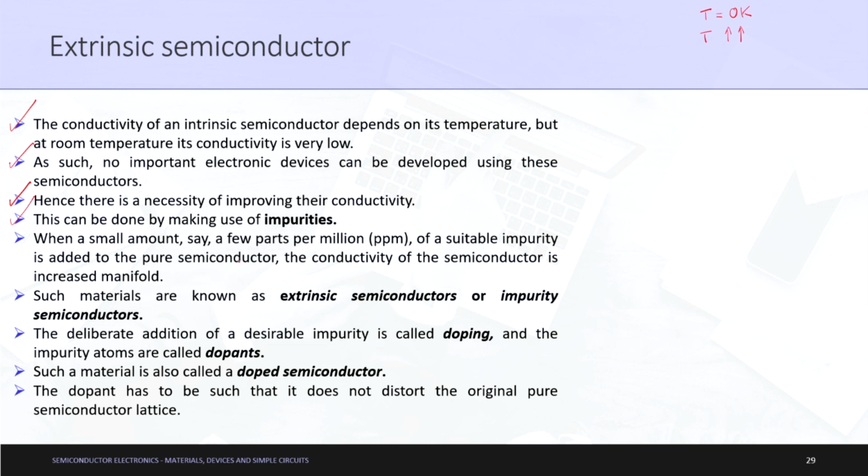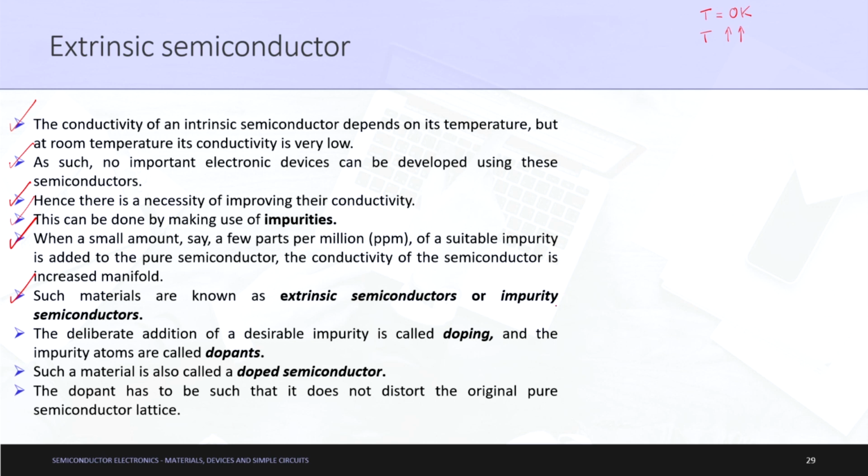So, when a small amount, say a few parts per million, ppm, of a suitable impurity is added to the pure semiconductor, that is 100% silicon or 100% germanium, the conductivity of the semiconductor is increased many folds. Such materials are called extrinsic semiconductors or impurity semiconductors. Okay. So, first of all, let us keep on discussing the difference between the intrinsic and the extrinsic semiconductors.